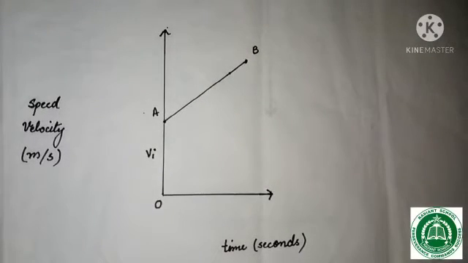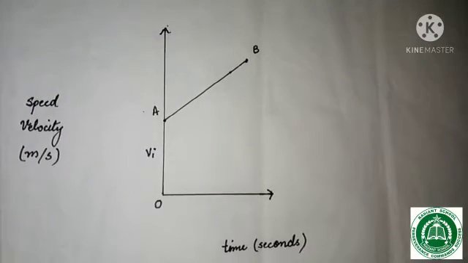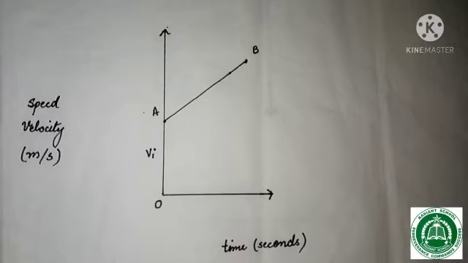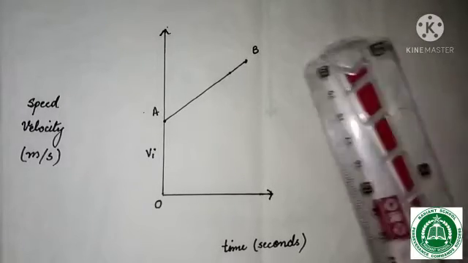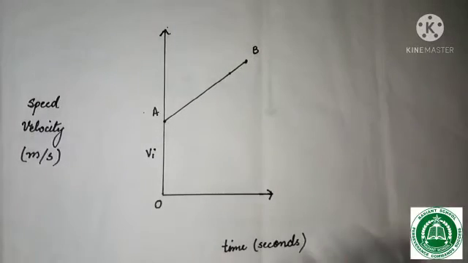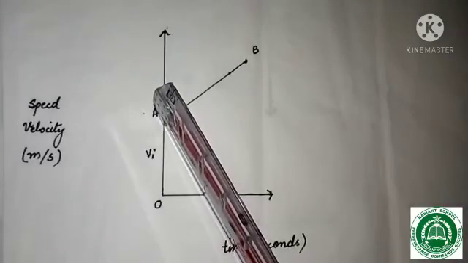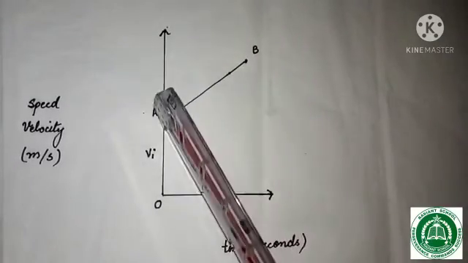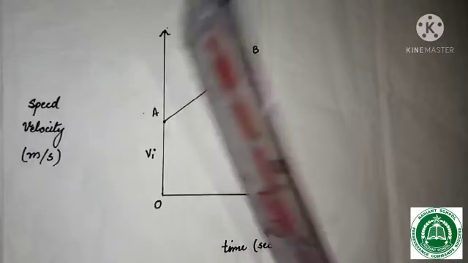Vi means any general value, like it can be 5 meters per second, 10 meters per second, 2000 meters per second, whatsoever was the velocity with which the body was moving. Now let's come to the point B. Point B shows the point after some time t, and at this point the velocity has increased from vi and now it has become vf.